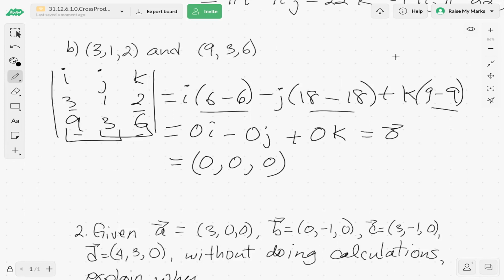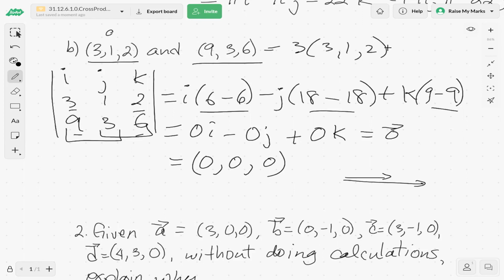Interesting. Let's have a look at these two vectors. If you notice, the two vectors that we started with are actually multiples of each other. The second vector is actually 3 times the first. That means these two vectors are pointing in the same direction.